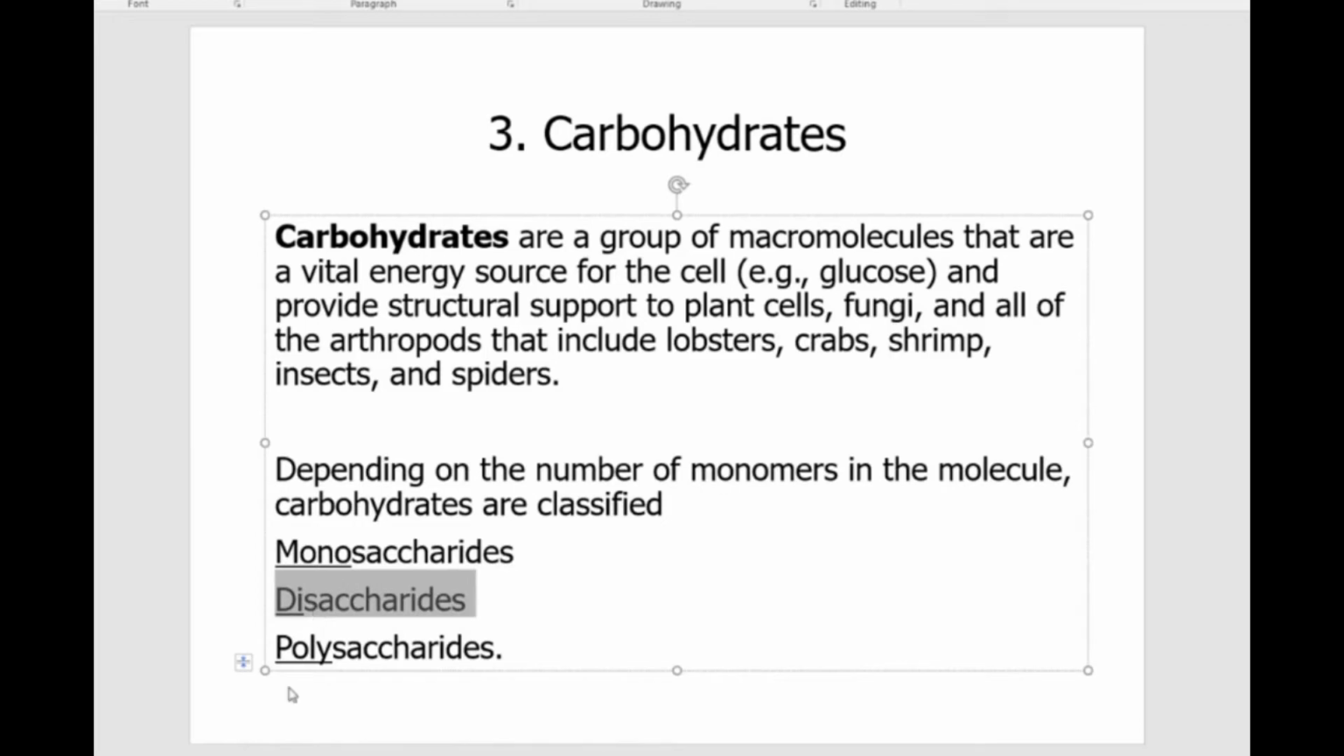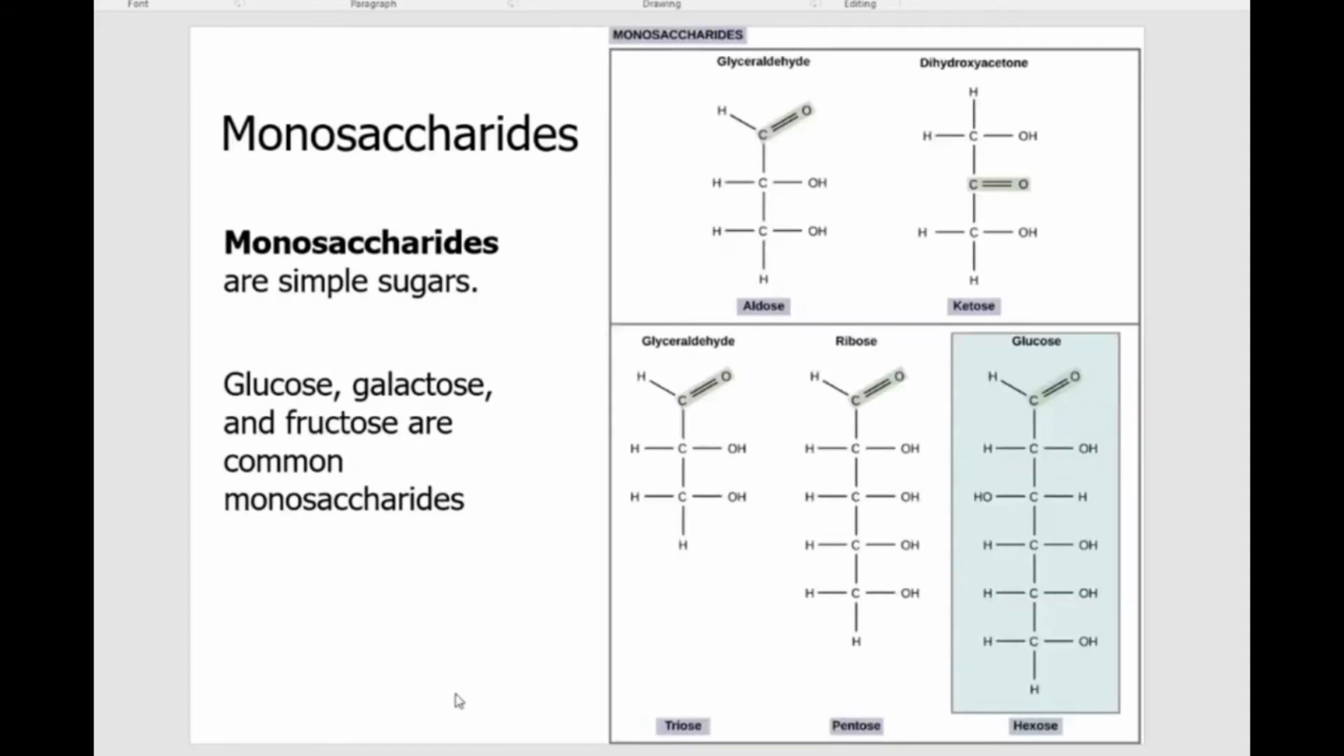That's disaccharide. The biggest carbohydrates are polysaccharides. Poly means many. So when you have three or more monomers linked together to form one carbohydrate molecule, that's considered a polysaccharide. I'm going to give you some specific examples. Let's look at monosaccharides first. A lot of times we just call them simple sugars because their structures are so simple. There's only one subunit, one monomer.